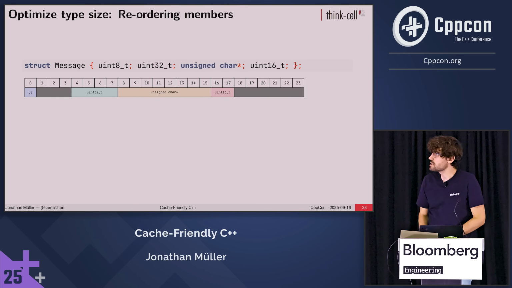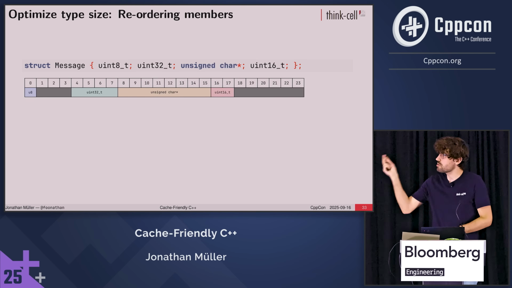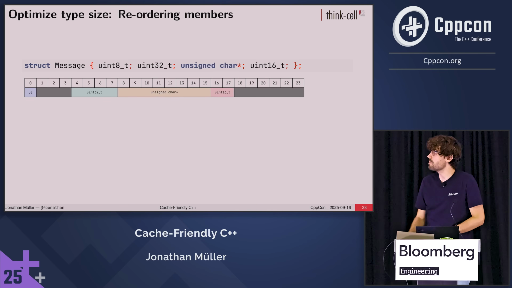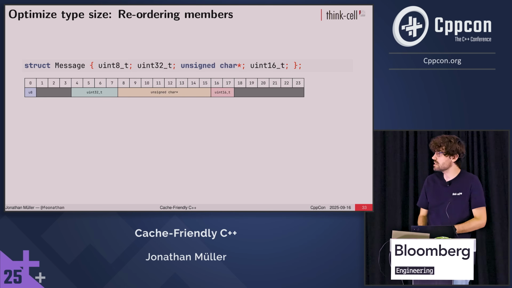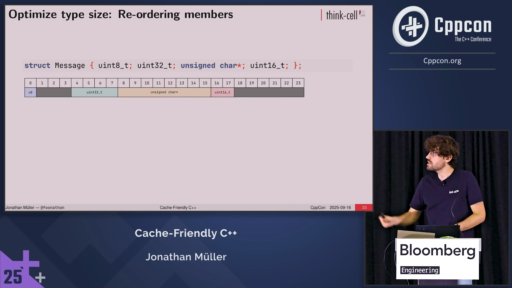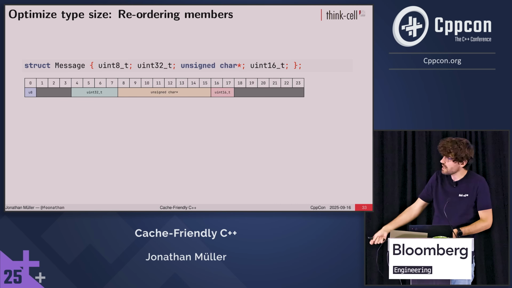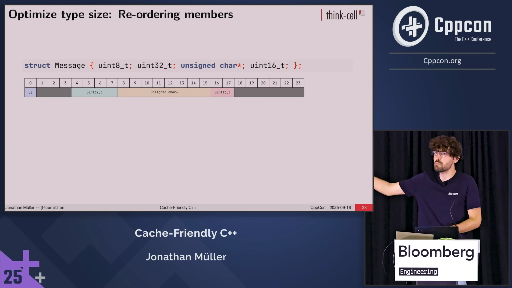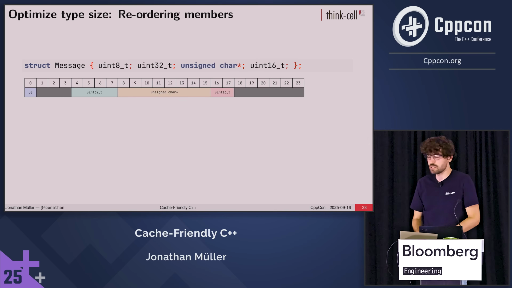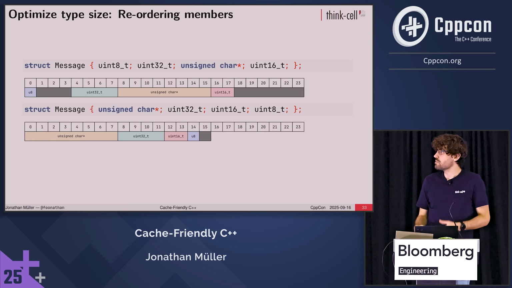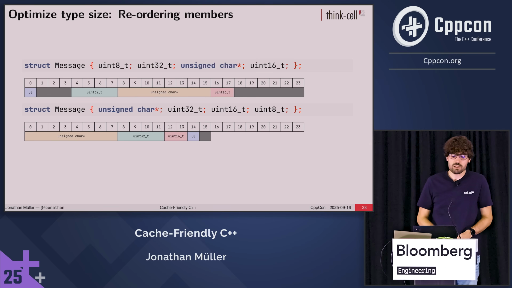So for our message in this particular order, that means that we start our uint8_t at address 0. Then we need to introduce some padding until we find an address that is divisible by 4 for uint32_t. Then everything works out. But if we reach byte 18, that is not a multiple of the alignment, which is 8. So we need to introduce some padding bytes at the end to make sure it's a multiple, and it works.